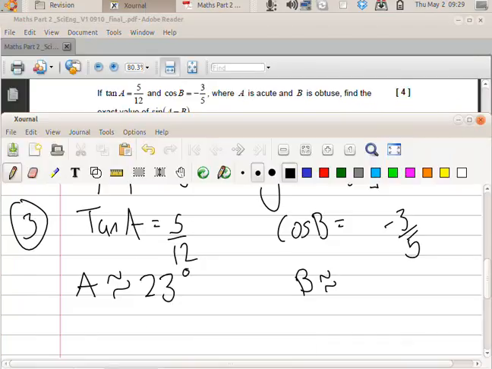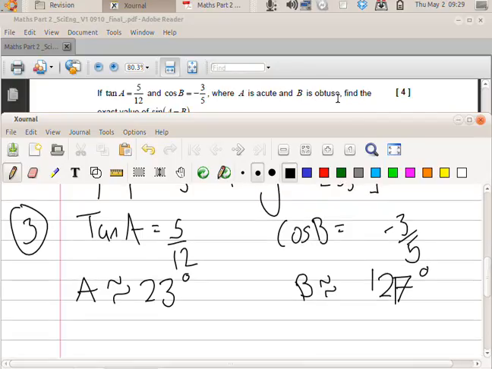23 approximately, and then the other one is 127 degrees approximately. Now the only reason I'm doing that is to check that they're okay, because he says A is acute and B is obtuse. So is A acute? Yes. And is B obtuse? Yeah. So what do you mean by acute? Acute means less than 90, and obtuse means more than 90.